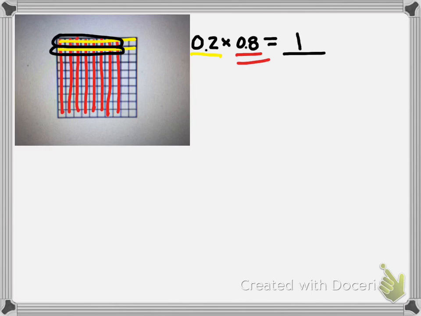Now keep in mind that it is not 16 wholes. That would be ridiculous. 2/10 of 8/10 is 16 wholes? What? Those are not each wholes or tenths. Those are each hundredths. So there should be 16 hundredths.